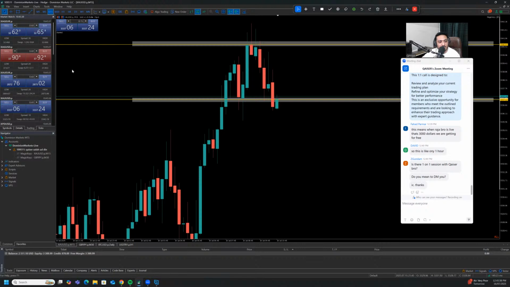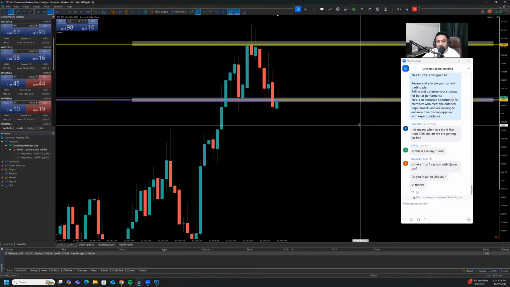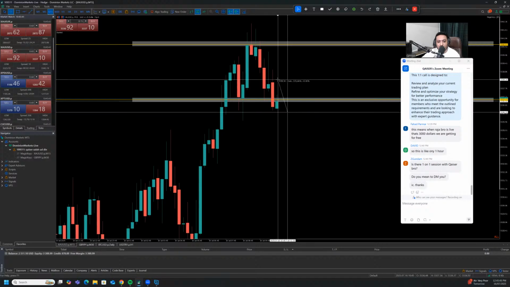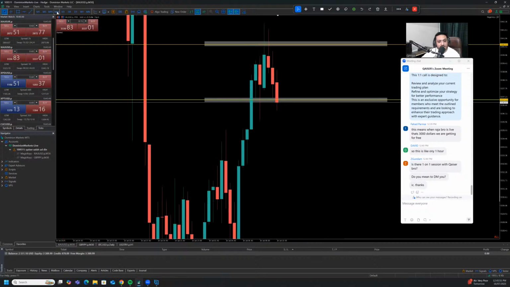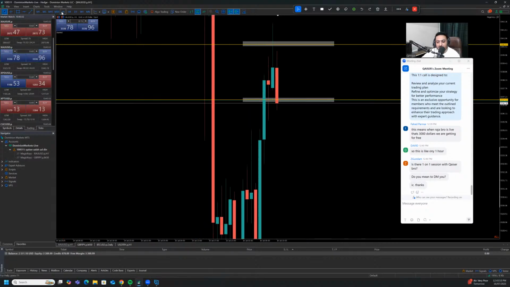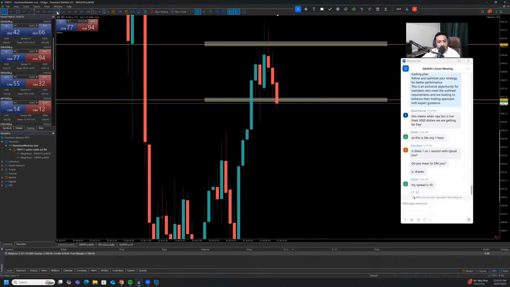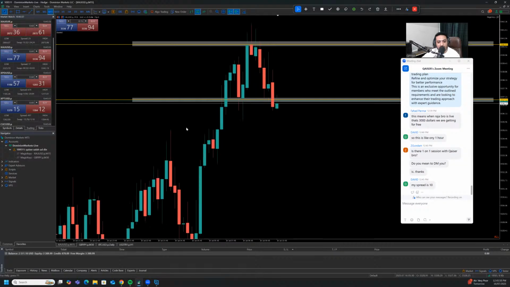Damn, what are the spreads right now? 1.8 big. What could be the stop loss? 20 to 22 pips. 15 minute. H1, M30, M15. My spread is 10. What? You are getting a 10 pip spread, or are you talking about a 1 pip spread?